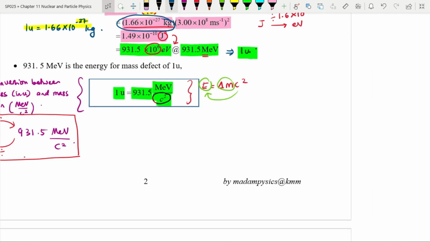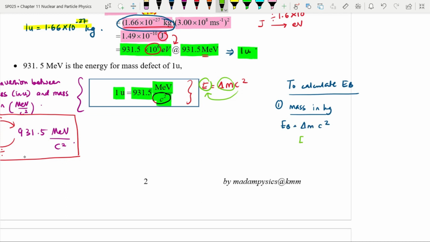So, to calculate binding energy. Kita finalizekan unit ya, to calculate binding energy. Okay, first simple saja by using mass in kg. Okay, katakanlah kita nak gunakan mass in kg, yang ni simple. Menggunakan formula EB equals to delta M C square. Make sure delta M kita dalam kg, C kita dalam SI unit square, and then kita akan dapat energy kita dalam joule. Yang ni paling senang lah.